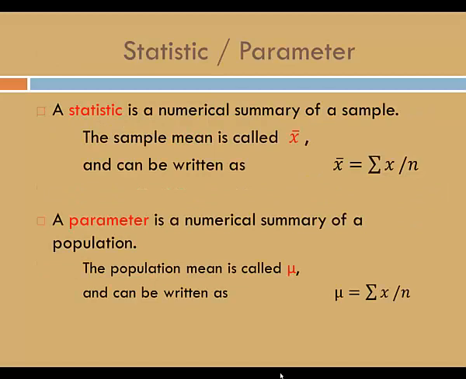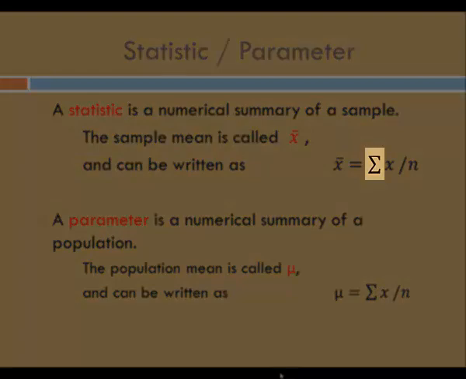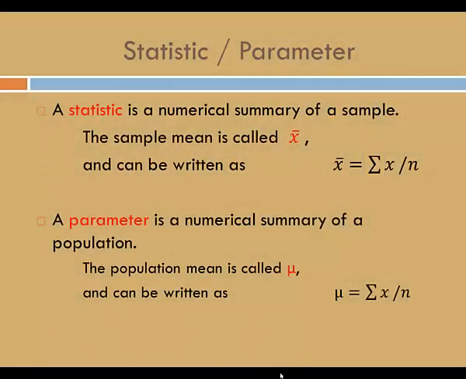Recall that there is a distinction between a statistic and a parameter. A statistic is a numerical summary of a sample. The sample mean is called x bar and can be written as x bar equals sigma x over n. The Greek letter sigma indicates a sum, so in this formula we're supposed to sum all the data values, x, and then divide by n, our sample size.